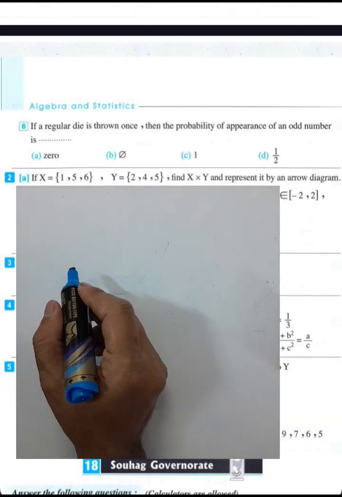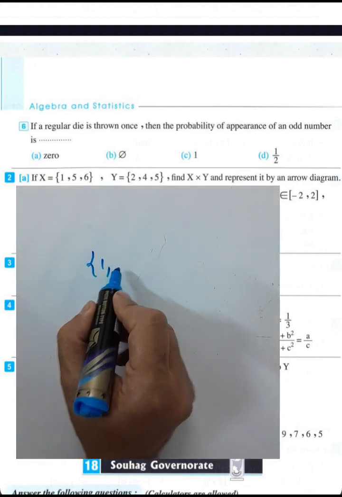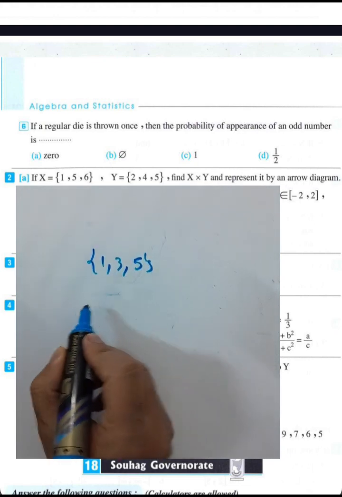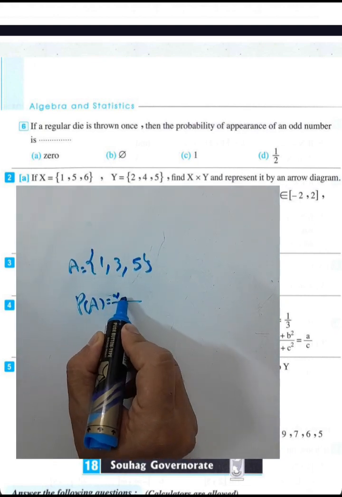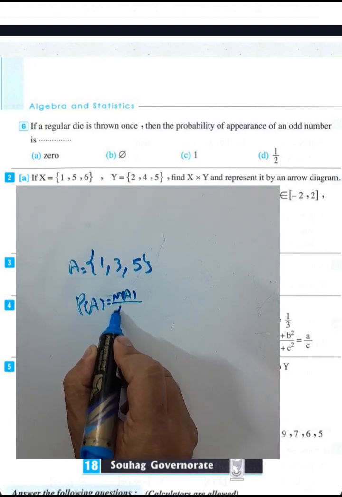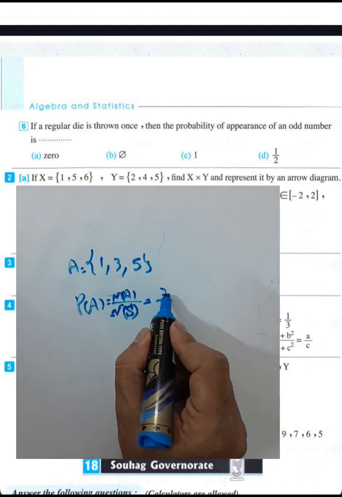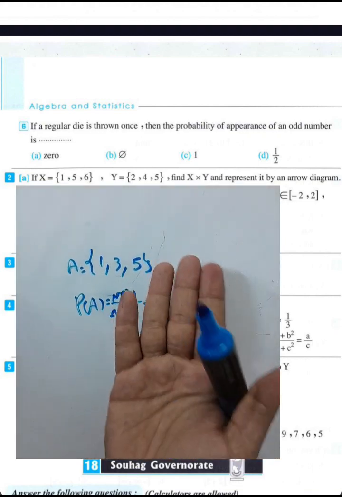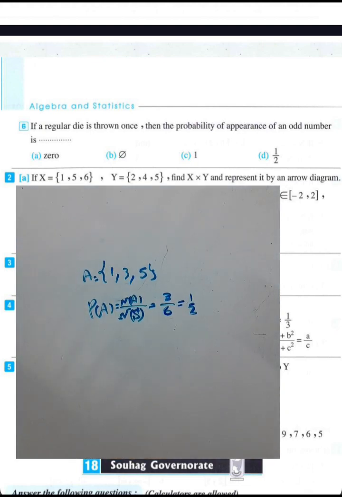Number 6. If a regular die is thrown once, then the probability of the appearance of an odd number, we have 1, 3, and 5. Then the probability of this event A equals the number of elements in A over the number of elements in the sample space. We have 3 here over the sample space 1, 2, 3, 4, 5, 6. The result will be 1 over 2, half. Choose letter D for question number 6.